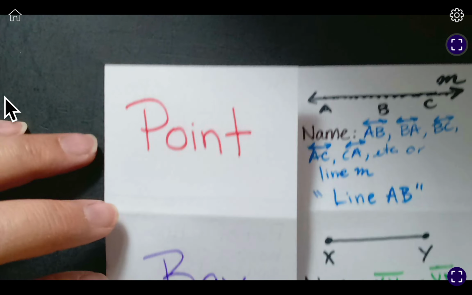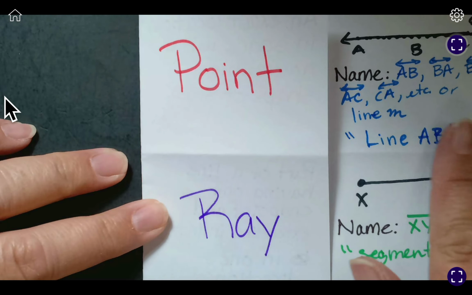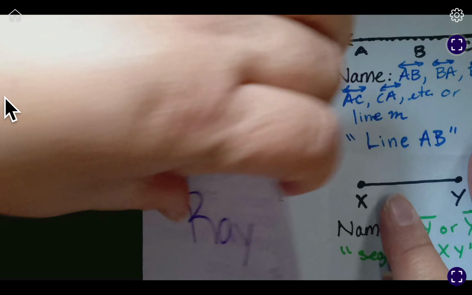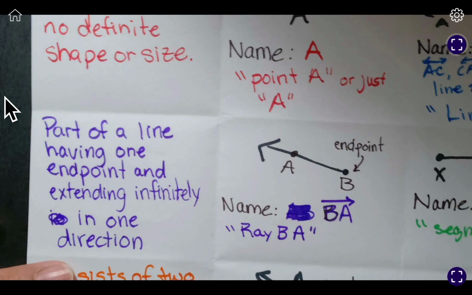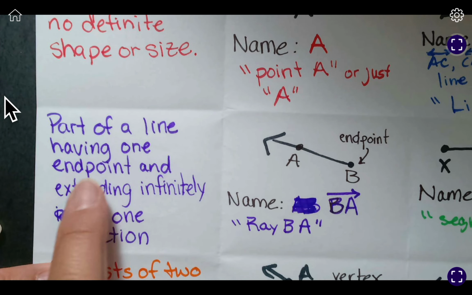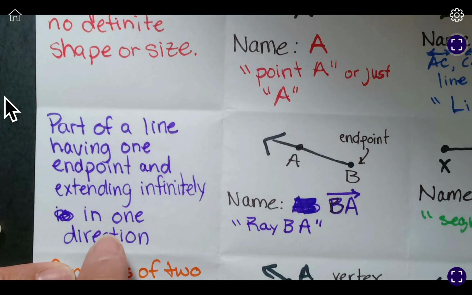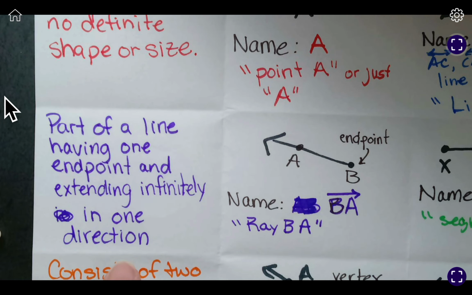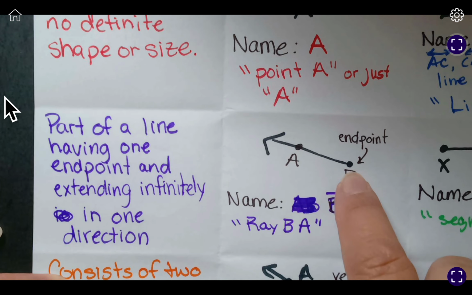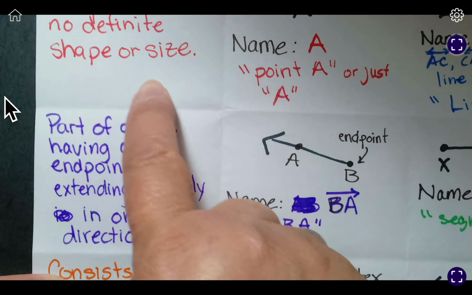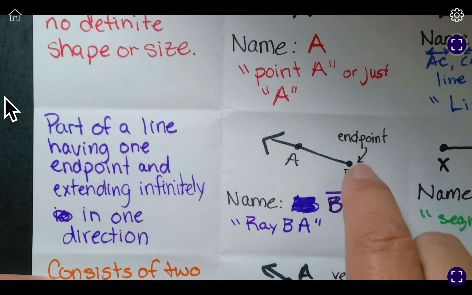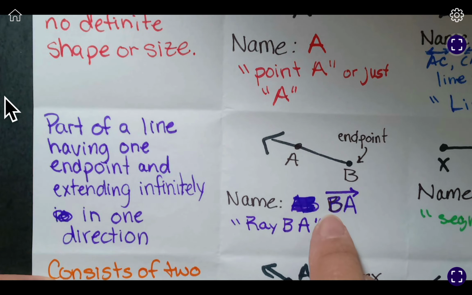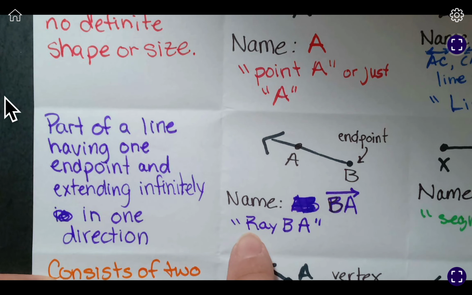Okay, now let's go over to ray. A ray is part of a line having one endpoint and extending infinitely in one direction. So here's my endpoint. It extends infinitely. The arrow means it keeps going. Here is my endpoint. The name is BA. So you say ray BA.